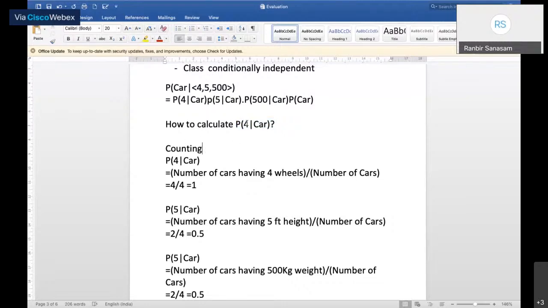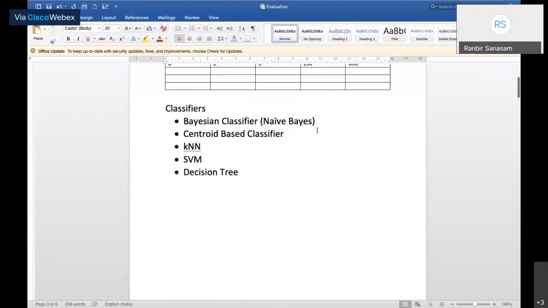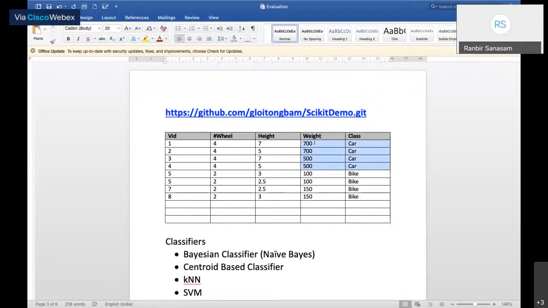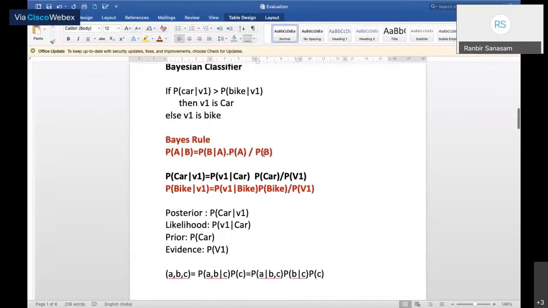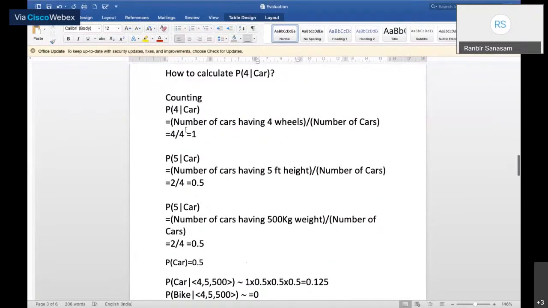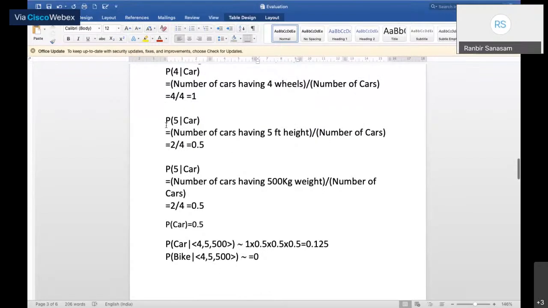So the probability of 4 given car is nothing but, in the data set, among the cars, how many cars have 4 wheels, right? I just need to count how many cars have 4. Likewise for height 5 given car, how many cars have height 5? This is what I need to count. So one way of doing it is just by counting. I can simply count among the cars how many have 4 wheels. That is nothing but the probability of 4 given car. Then likewise, among the cars, how many have 5 feet.